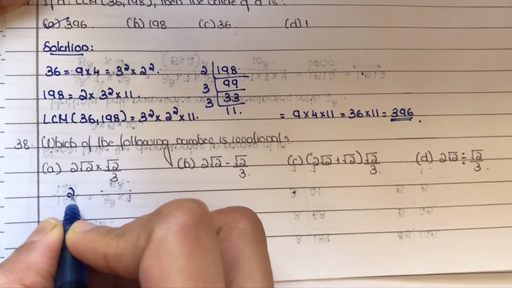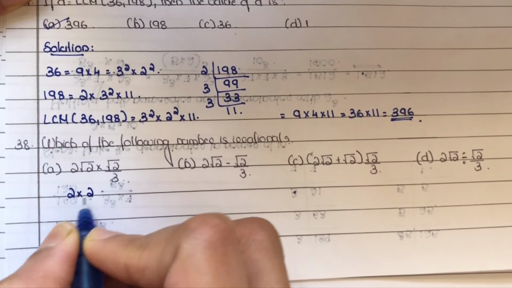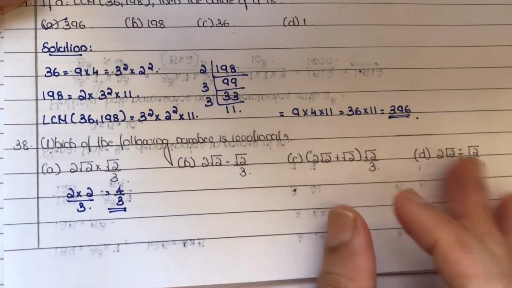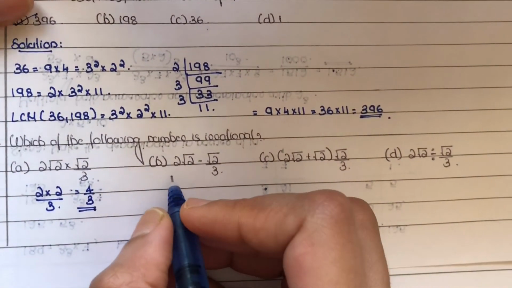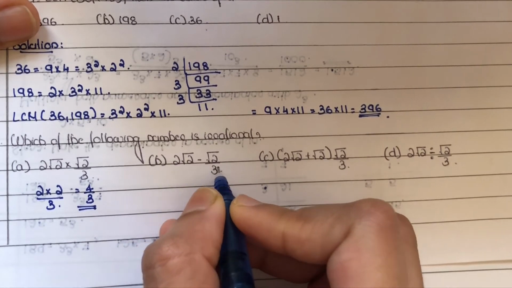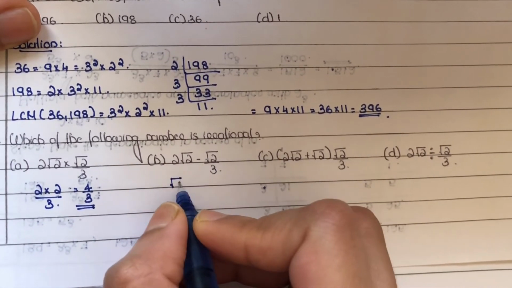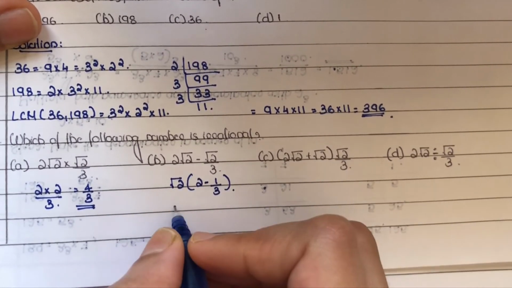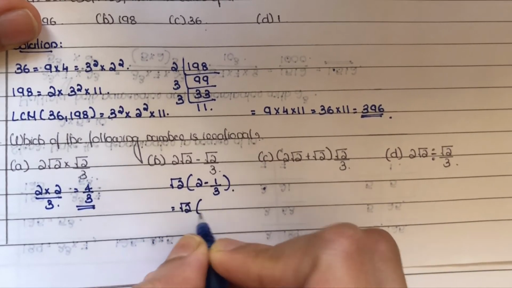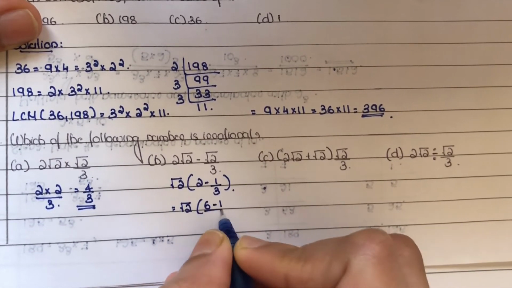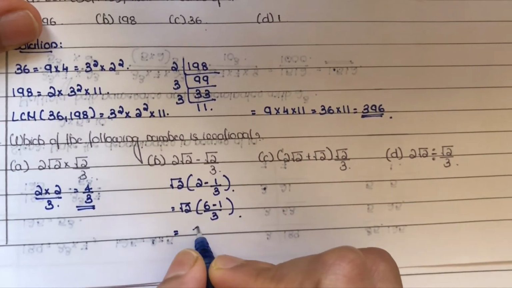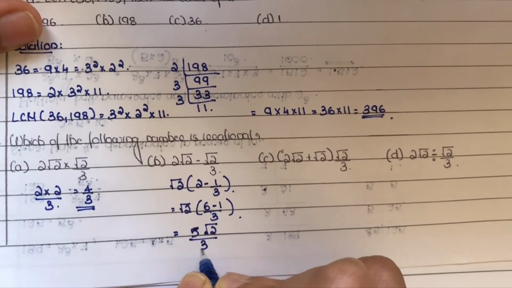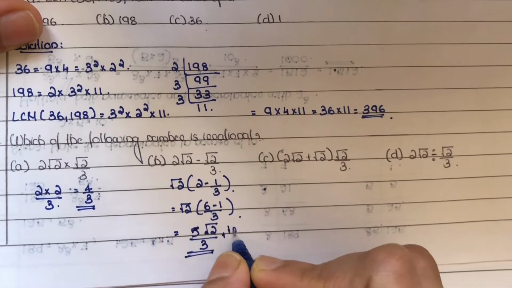Okay, first option is 2 root 2 into root 2 by 3. That is 2 into root 2 into root 2 is 2, by 3. That is 4 by 3, which is rational. Right. Now second option B is 2 root 2 minus root 2 by 3. Here root 2 is common, so take it out: root 2 into 2 minus 1 by 3. Take LCM, 6 minus 1 by 3, 6 minus 1 is 5. 5 root 2 by 3, which is irrational. This one is an irrational number.